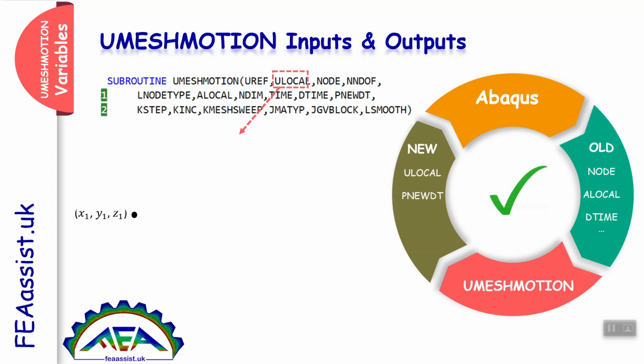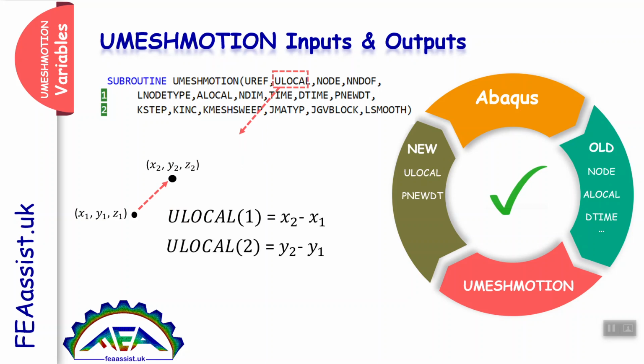Consider you have a point x1, y1, z1. This point is going to be transferred to point 2. So uLocal1 is the displacement or velocity in the x direction, uLocal2 in the 2 direction, or y direction, and uLocal3 in the 3 direction, or z direction. And these variables need to be well explained to understand UMESHMOTION, which is one of the complex subroutines in Abaqus.